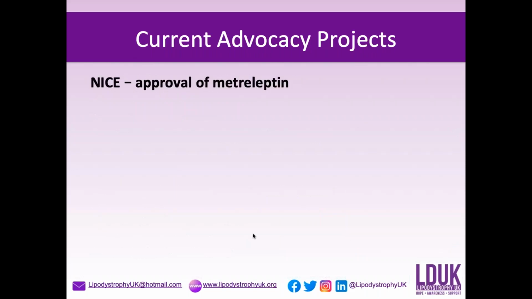So I'm going to give you a brief overview of a couple of the projects that Lipodystrophy UK is currently working on. Some of you may be aware that in the UK we are currently seeking approval from NICE for the drug metreleptin, which Giovanni talked about, to be prescribed on the NHS. Metreleptin is currently the only drug available that directly treats lipodystrophy rather than just secondary symptoms such as diabetes. It's been quite a long process, which started back in 2017, and it's still ongoing.